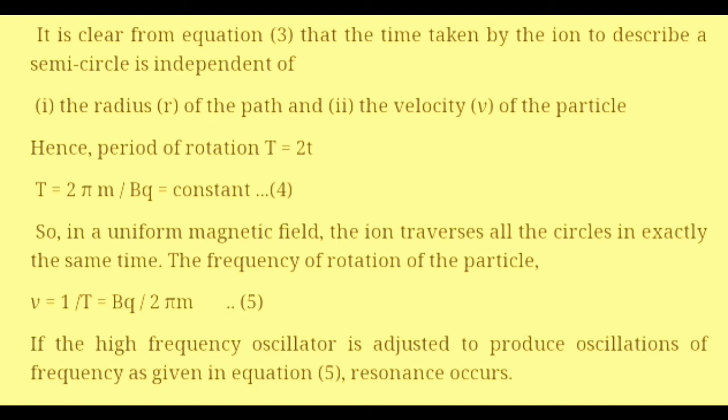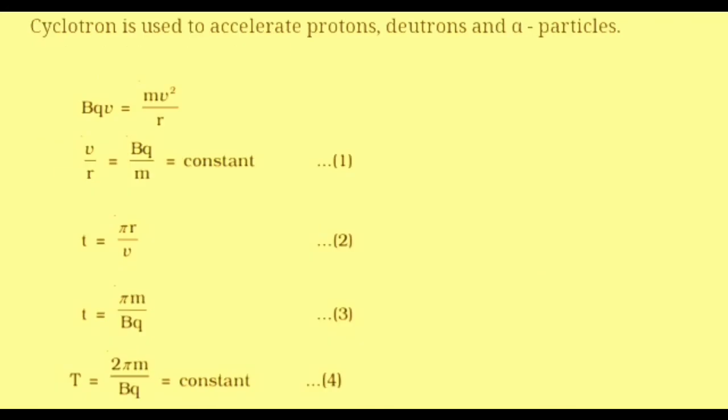So now if the high frequency oscillator is adjusted to produce oscillations of frequency as given in equation number 5, resonance occurs. Now as we already have discussed in our introductory part, the cyclotron is used to accelerate heavy particles, for example protons, neutrons and alpha particles.